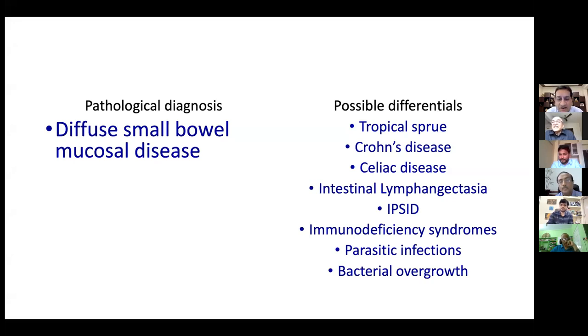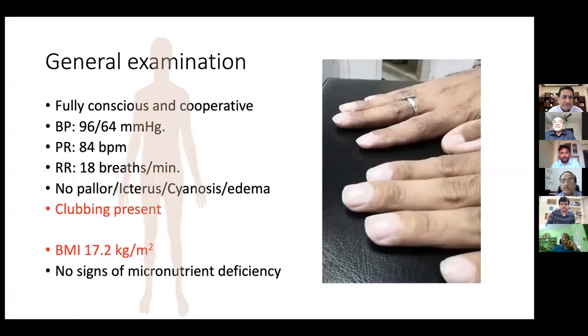Yes, sir. Can you go to clinical examination now and give us a time, and then we'll come back to diagnosis? Yes, sir. So the examination in this setting mainly helps us to establish the severity of malabsorption. In addition to that, it also might provide certain clinical clues that might help us get closer to the diagnosis. In our case, the patient was fully conscious and cooperative. He had a blood pressure on the lower side, but still in the normal range. He had no tachycardia, and respiratory rate was normal. There was no pallor, icterus, cyanosis, or edema. But an important point was that clubbing was present. In anthropometry, the patient had a low BMI. BMI was 17.2 kg per meter square. And we could not make out any signs of micronutrient deficiency on general physical examination.